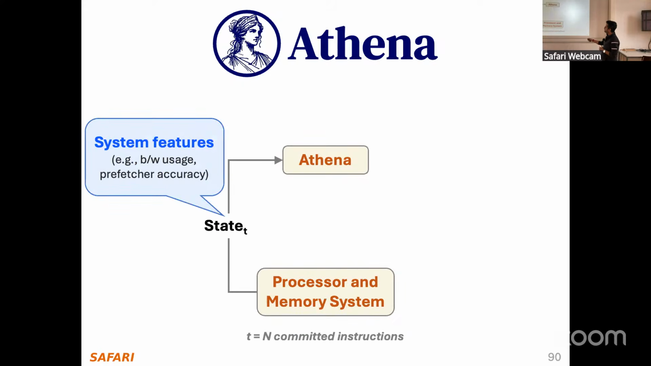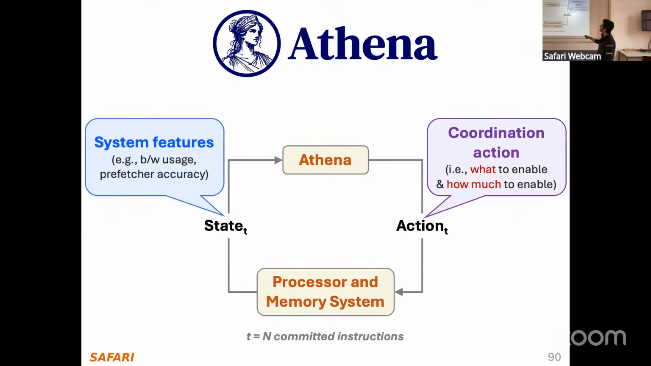Unlike Pythia, which extracts features like which memory instruction generated this request and what sequence of addresses you have seen in the past, Athena takes system features from the system itself: what is my bandwidth usage? What is the prefetcher's accuracy? What is the off-chip predictor's accuracy? What is the cache pollution? It takes all of this information together and makes a coordination decision.